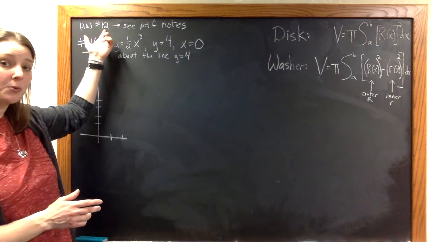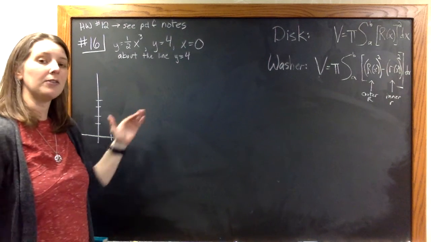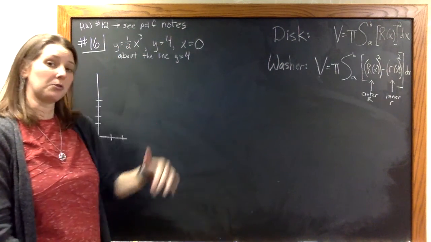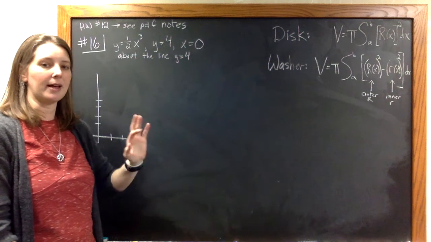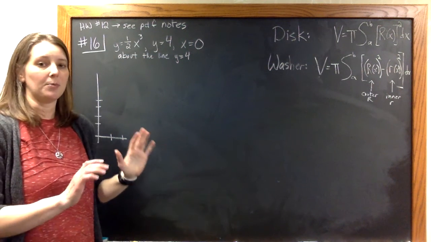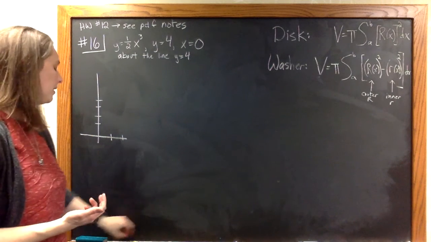Homework problem number 12, I did not assign 12 to you. I think I assigned like 11 and 13. If you look at the PDF version of the notes that I've posted, I've worked through number 12 all the way through. It has parts A, B, C, and D. So I encourage you to take a look at that. I didn't want to make a video of it. We are going to look at number 16 together.